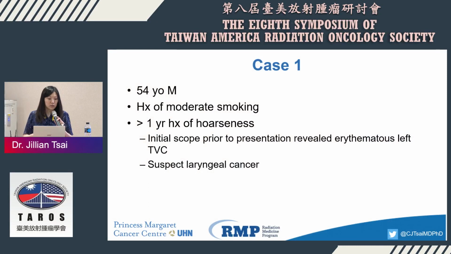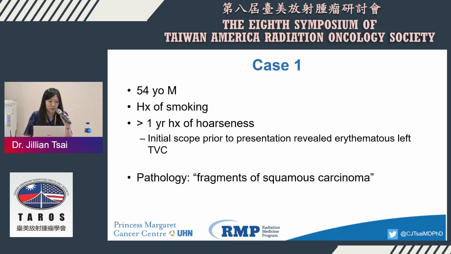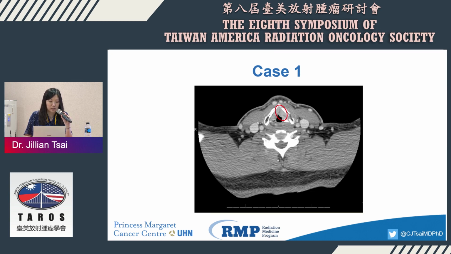Okay, so case one is supposed to be very straightforward. It's a 54-year-old man with a history of smoking and hoarseness. The initial scope exam showed a left laryngeal lesion suspicious for left larynx vocal cord cancer. Biopsy confirmed squamous carcinoma. And here's the CT.